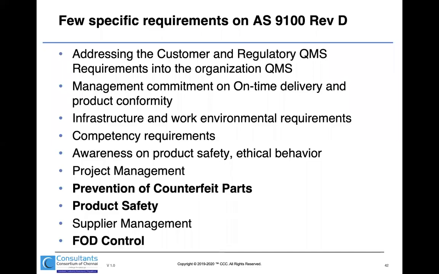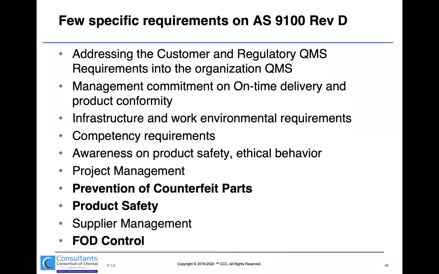The second awareness is very important on ethical behavior. See, the counterfeit part and this awareness on ethical behavior, this has a strong connection. If the organization is practicing unethical practices, how is the person going to deal with this? So these awarenesses under 7.3 are mandated by 9100.